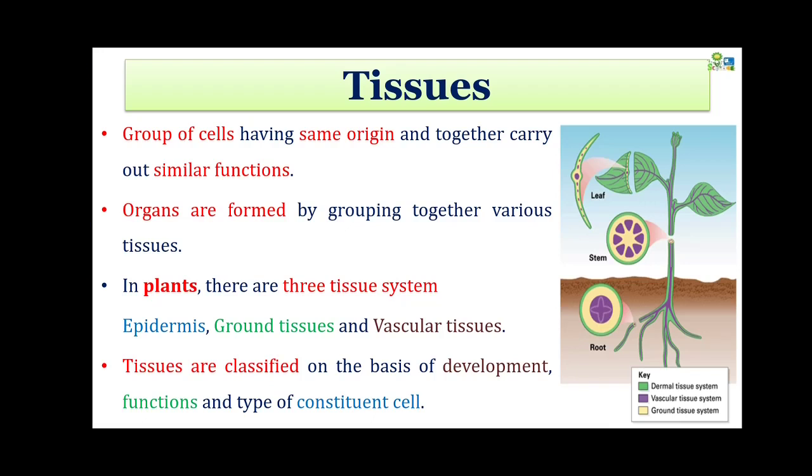tissues. In plants, there are three types of tissue system: epidermal tissue system, ground tissue system, and the vascular tissue system. Now these tissues, they are classified on the basis of development, functions, and the type of constituent cell. In this image, you can see three different types of tissue system. Here, the green color indicates the epidermal tissue system, the yellow part indicates the ground tissue system, and the violet blue part indicates the vascular type of tissue system.